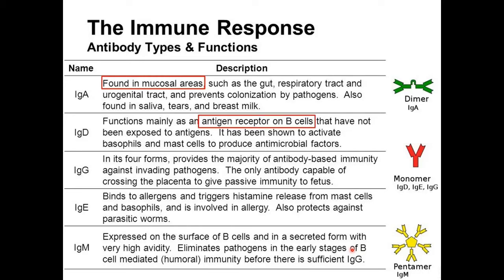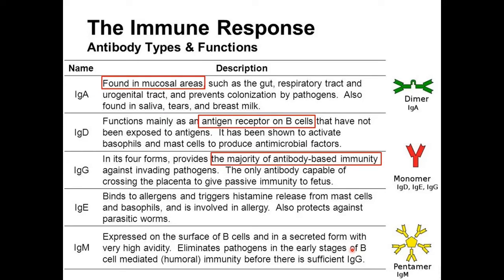IgD is the most common receptor on B cells. Okay, so the ones that are actually existing on the B cells that first recognize that antigen even before the B cell has been activated, those would be IgD.